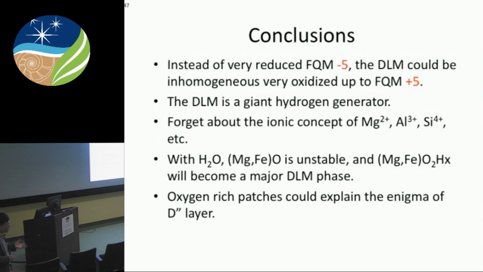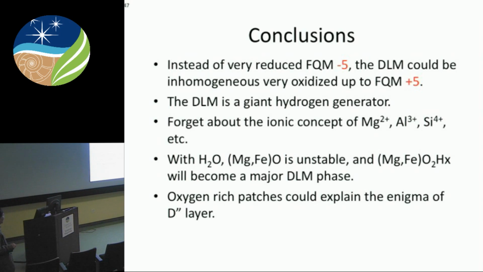It's a hydrogen generator. So you should forget about the ionic concept of MgO 2+, AlO 3+, silica 4+, iron 2, 3, 4+. Actually, here is the structure constraint. This is not ionic. Well, that concept may still be useful, but don't be limited by that. One thing: with this phase, it's not stable if you have H2O around, okay? And this could become a major phase, okay?